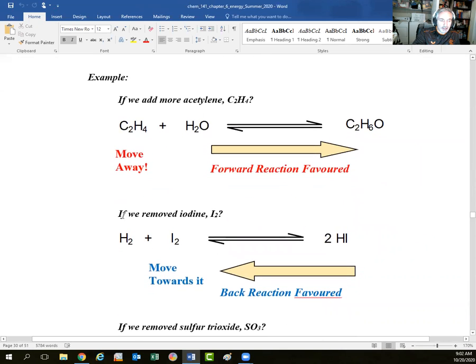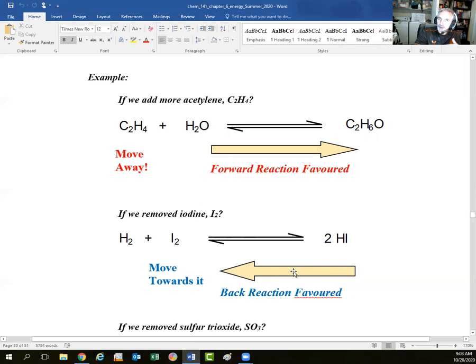Second one, with iodine being removed, there's our iodine there. We remove a chemical, equilibrium moves towards that chemical. So that's a movement from right to left. Equilibrium is moving to the left because the back reaction is favored. We've removed the ingredients that drive the forward reaction, and so the back reaction is winning for a period of time without the forward reaction competing fairly with it.